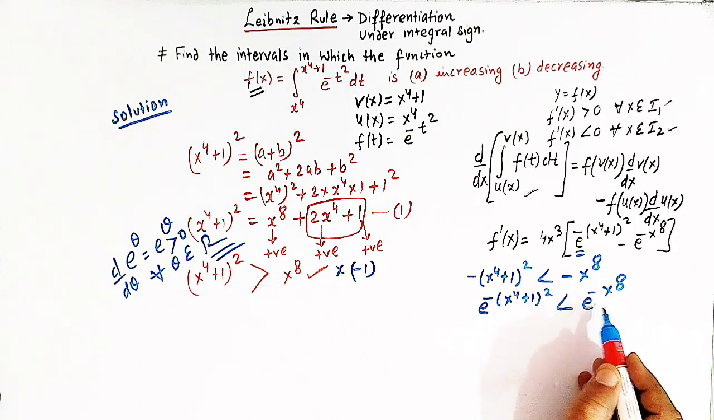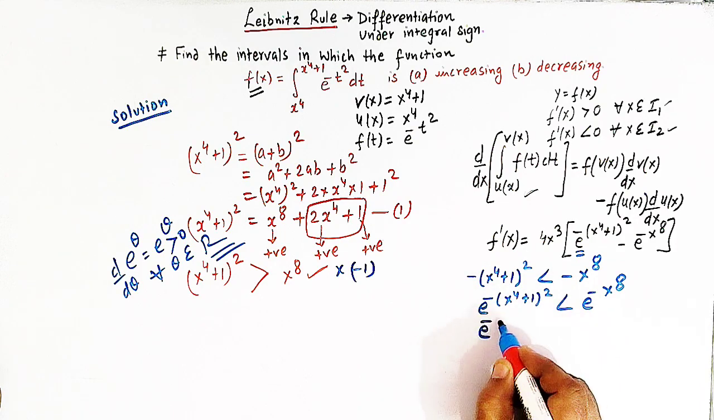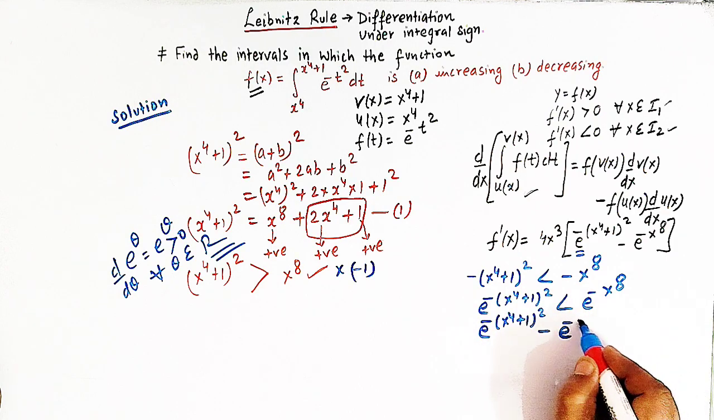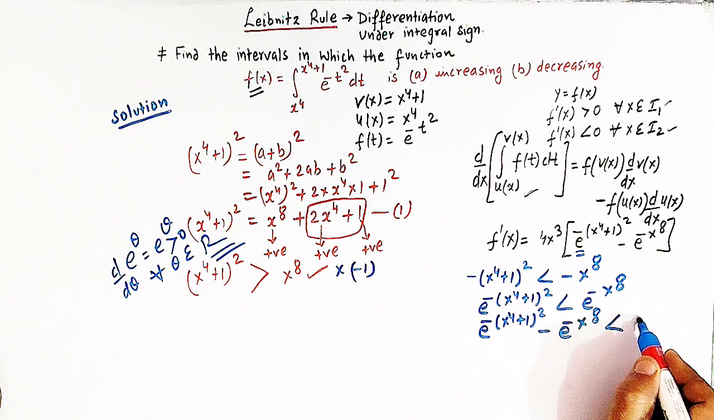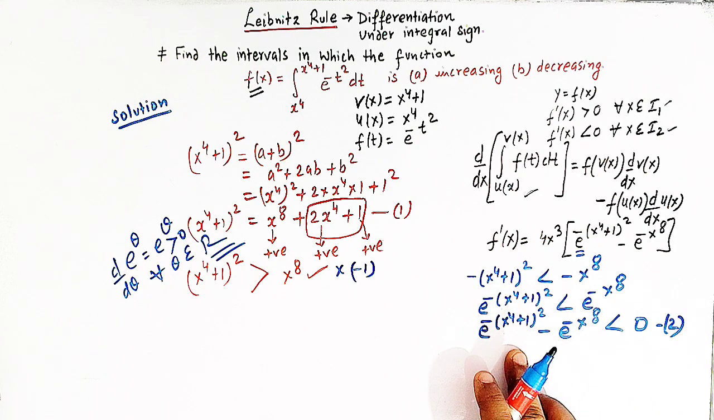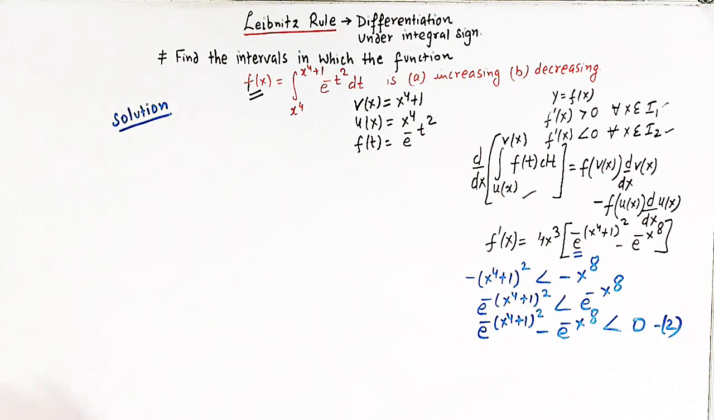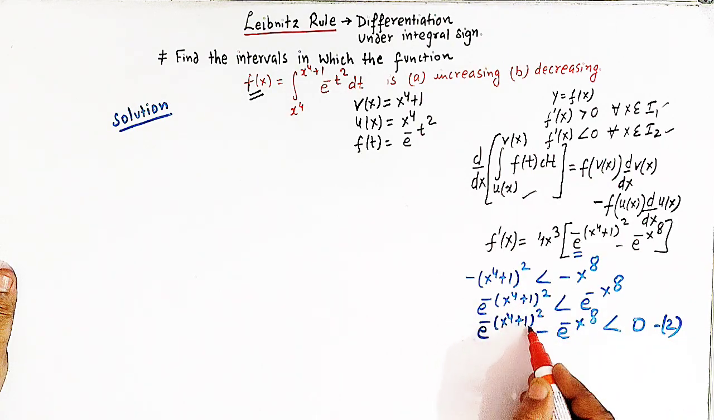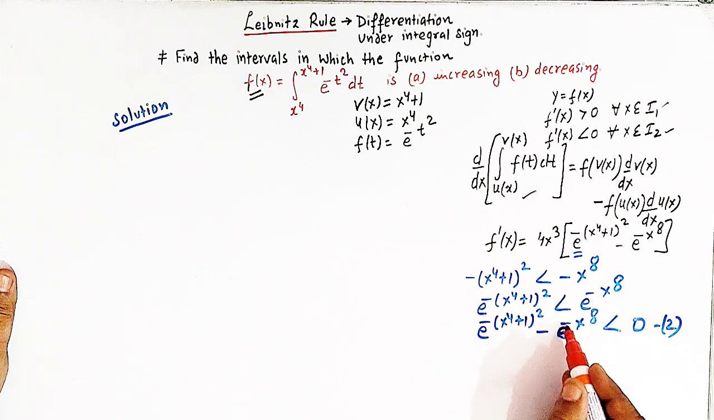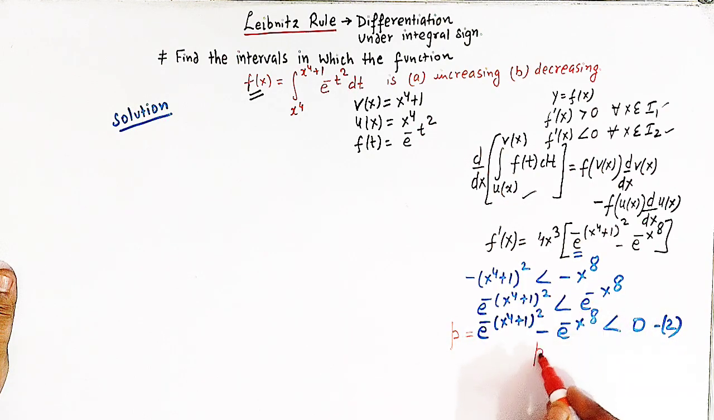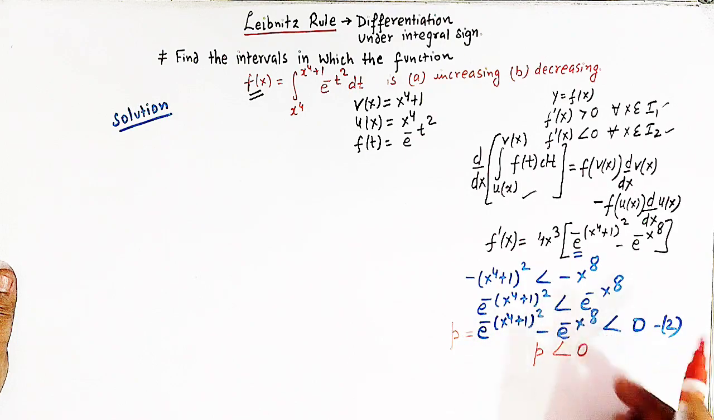So now transposing this term to this side, we have (e raised to minus x raised to 4 plus 1) whole square minus e raised to minus x raised to 8 is less than 0, right? So this is an important inequality. So viewers, now let us denote this term, that is (e raised to minus x raised to 4 plus 1) whole square minus e raised to minus x raised to 8, by say p, right? So we have p less than 0, right? So we can also write this inequality like this. So p is less than 0.